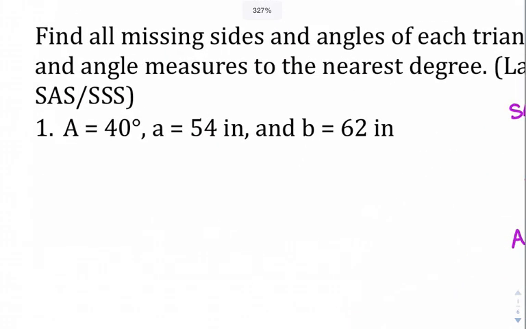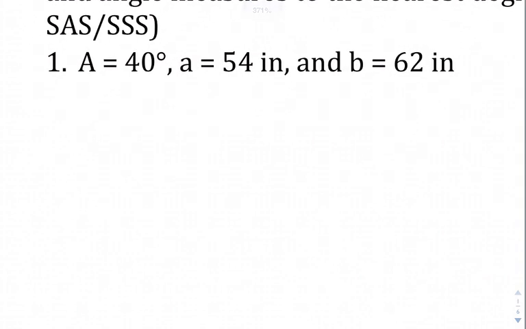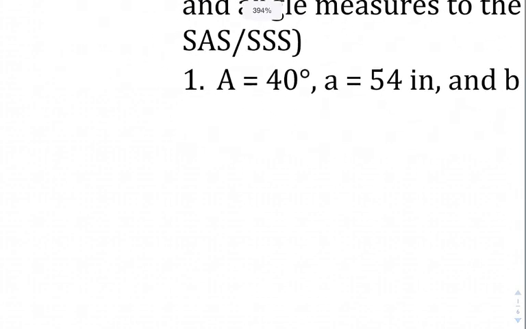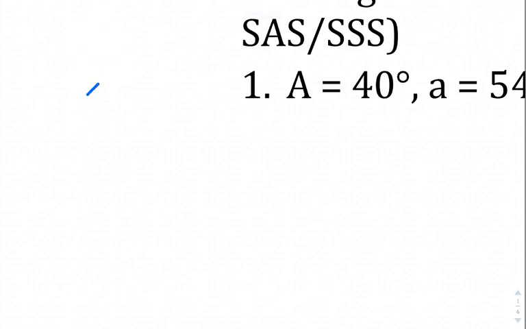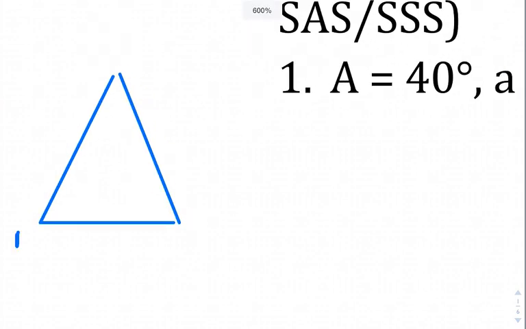So starting off with law of sines and law of cosines. The first four were a mix of both law of sines and law of cosines. Whenever we're given a triangle and it asks us to find all the missing angles and sides, we're going to first start by drawing a picture of it. So it says angle A is 40 degrees. I'm going to label this A, B, and C. So angle A is 40 degrees.